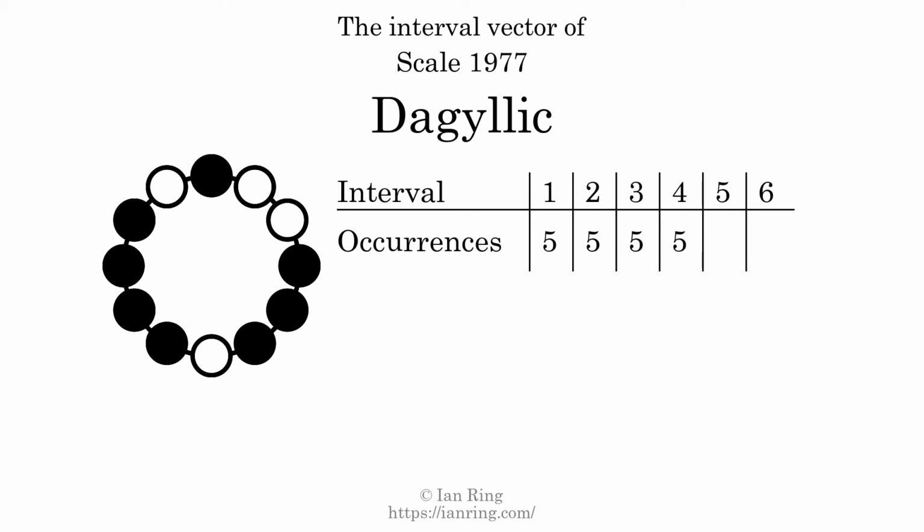There are 5 intervals with the size of 4 semitones. There are 6 intervals with the size of 5 semitones. There are 2 intervals with the size of 6 semitones. Each interval does not appear in this scale a unique number of times, so this is not a deep scale.